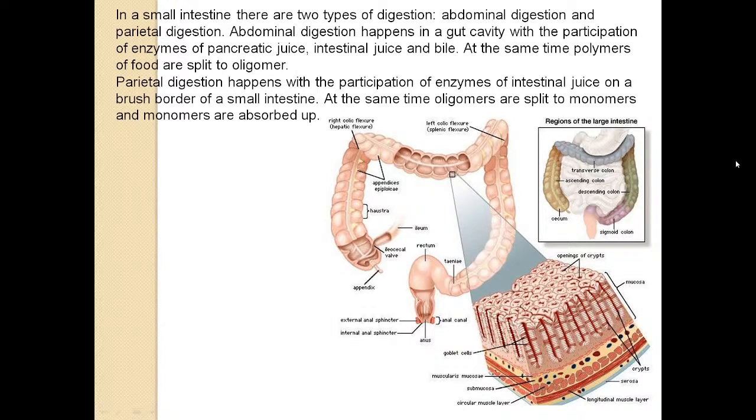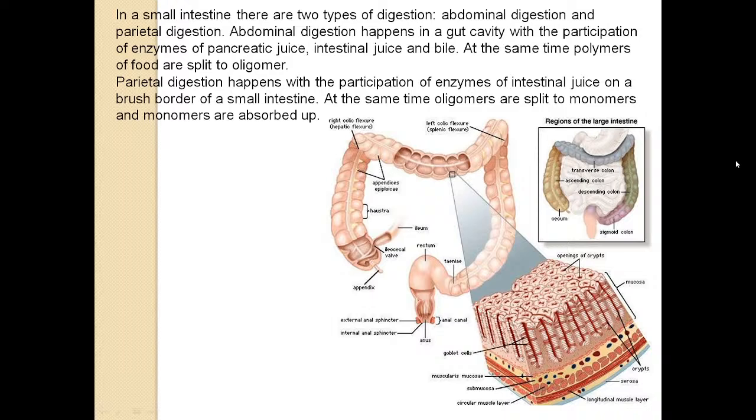Digestion in the small intestine. There are two types of digestion: cavity digestion and parietal digestion. Cavity digestion happens in the intestinal cavity with the participation of enzymes of pancreatic juice, intestinal juice, and bile. At the same time, polymers of food are split to oligomers. Parietal digestion happens with the participation of enzymes of intestinal juice on the brush border of the small intestine. At the same time, oligomers are split to monomers and monomers are absorbed.